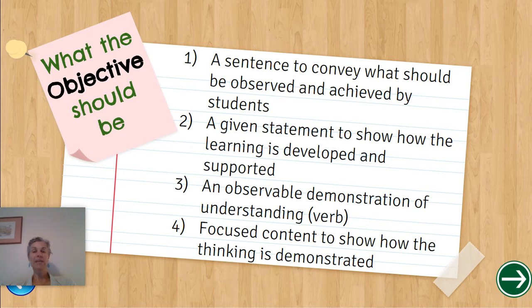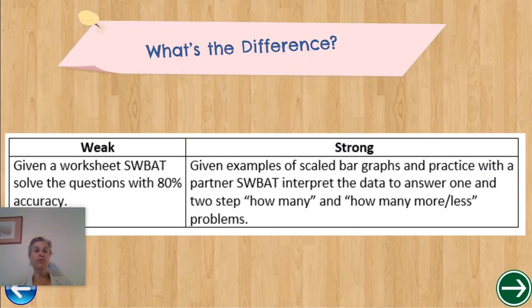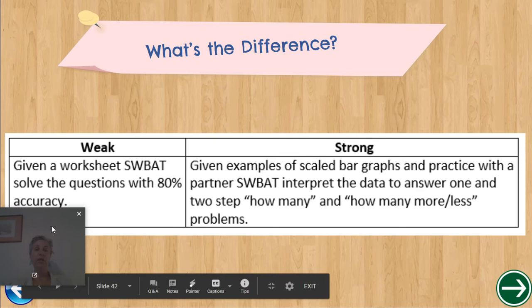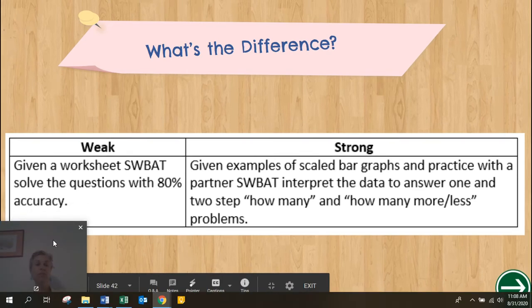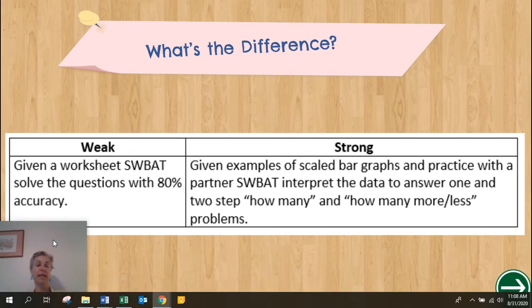So you want to focus on the content that is demonstrated during the lesson. If you look at these two different examples, the weaker one is just saying, "Given a worksheet, students will be able to solve the questions with 80% accuracy." That does not tell you enough about the lesson in terms of what's going to happen. Compare that to the stronger one: "Given examples of scaled bar graphs and practice with a partner." Examples of scaled bar graphs, that's what's happening in the I do. Practice with a partner, that's what's happening in the we do. So that's a summary of how they're going to learn and demonstrate their understanding.